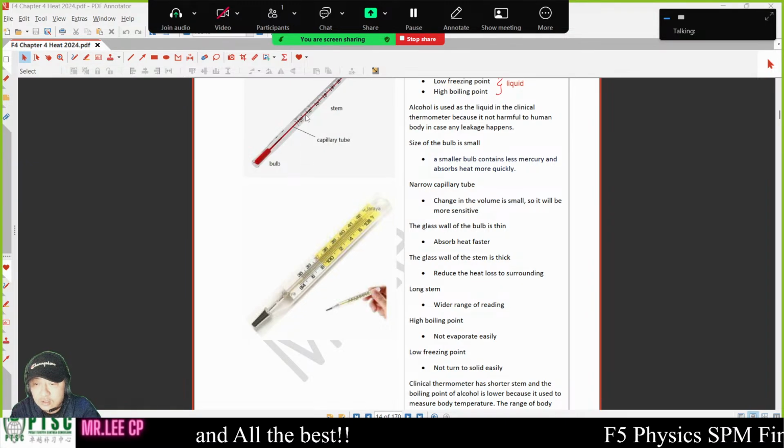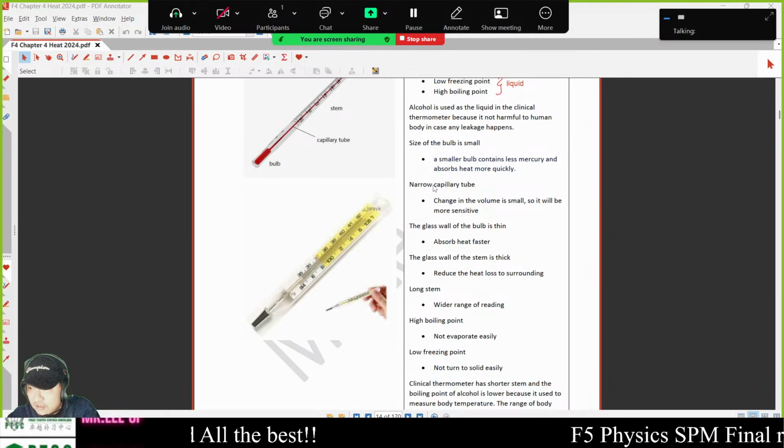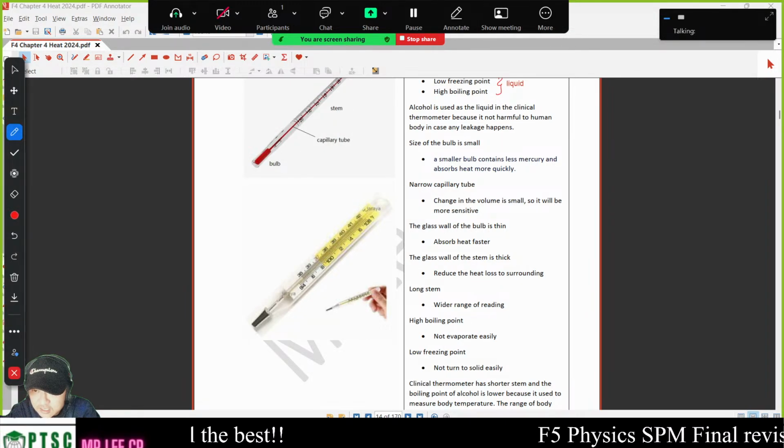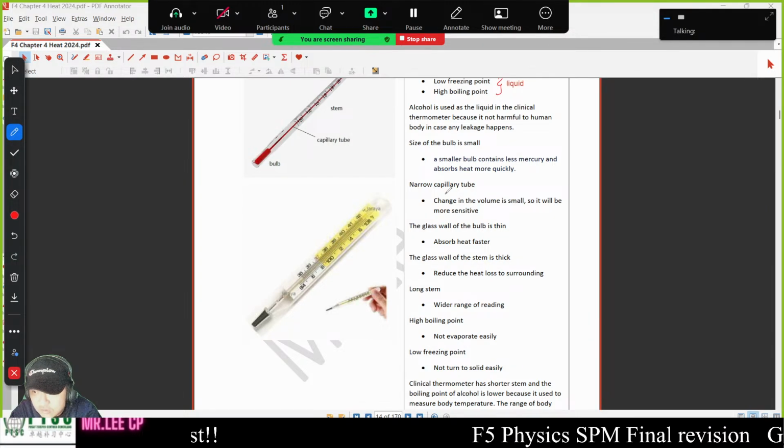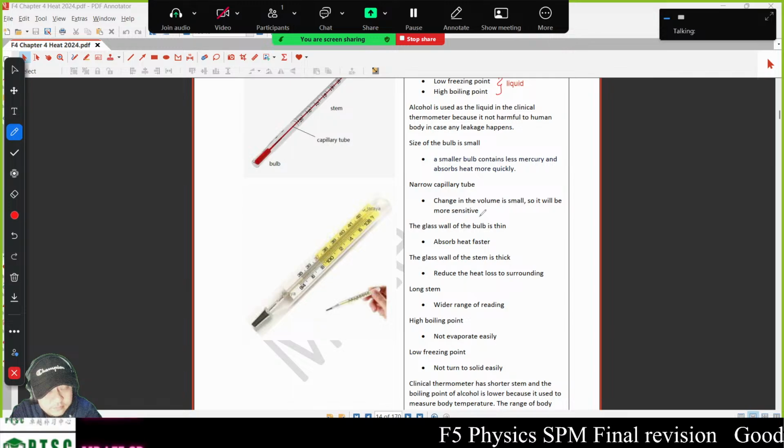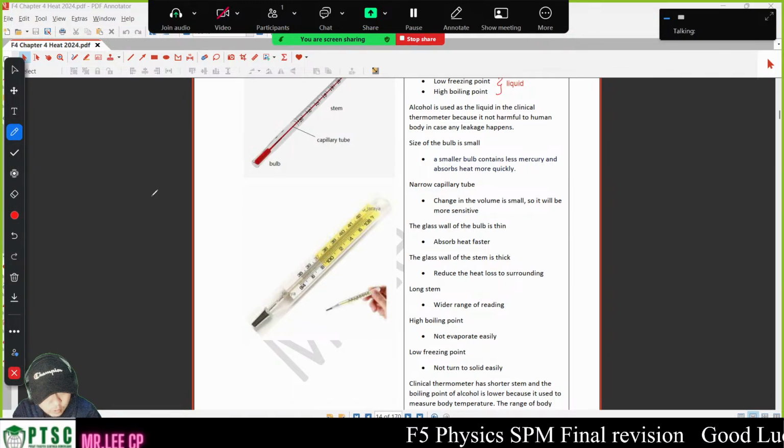So this one, the capillary tube. Where is the capillary tube here? Inside here. The red one, can you see it? This one has to be narrow, has to be small, so that it will be more sensitive.